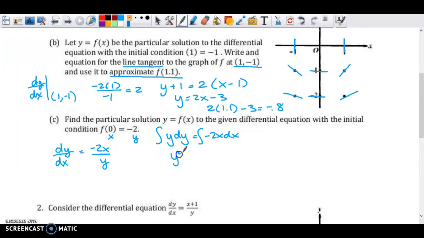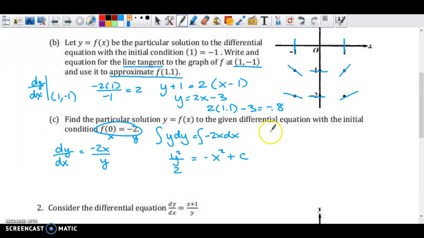And that's going to give me y squared over 2, negative 2x squared over 2. So my 2's will cancel, and then a plus c. What this information is going to do is going to help us figure out what that c is.